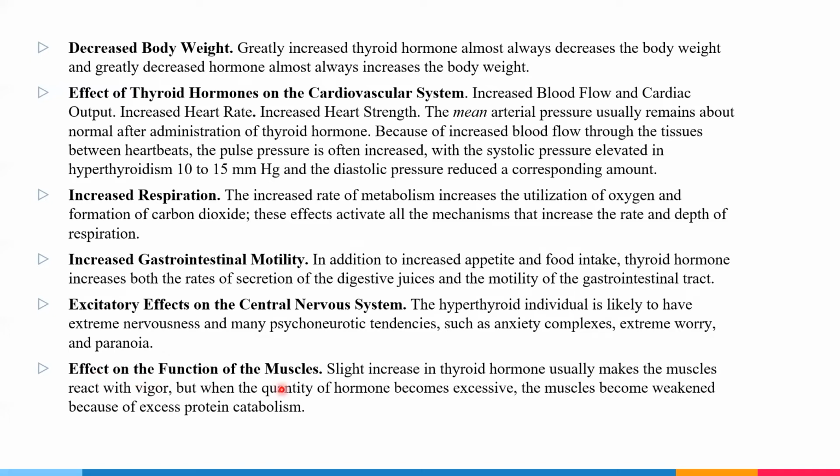Effect on function of muscles. Slight increase in thyroid hormone usually makes the muscles react with vigor. But when the quantity of hormone becomes excessive, the muscles become weakened because of extreme protein catabolism. These were the effects of the thyroid hormone on the metabolic system.